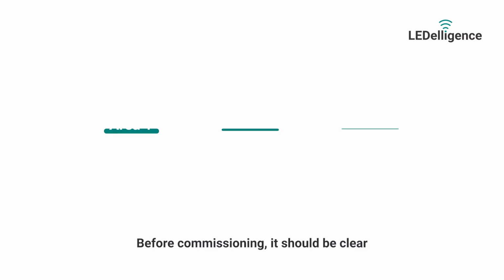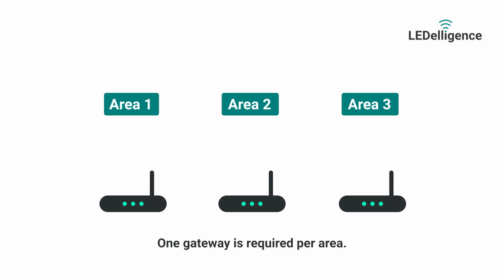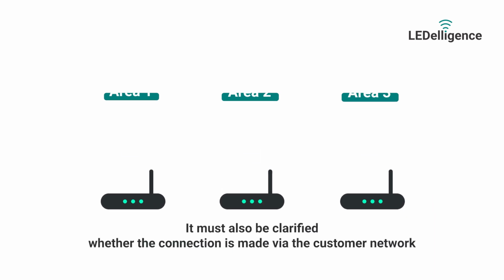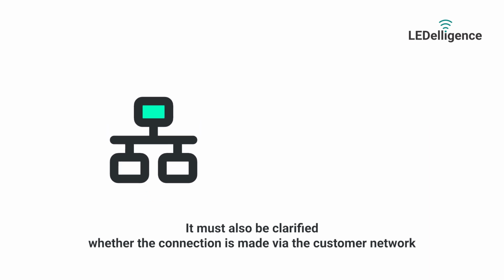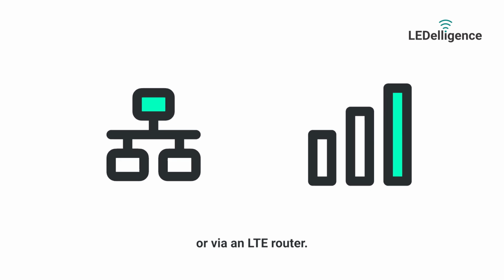Before commissioning, it should be clear how many areas have been created in the project. One gateway is required per area. It must also be clarified whether the connection is made via the customer network or via an LTE router.